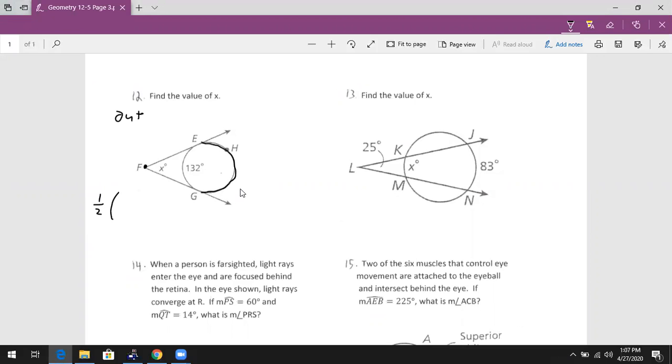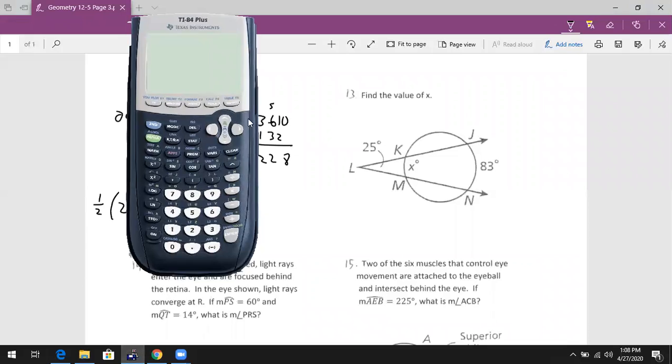Well, the big arc is this one, which we don't really know. The small arc is this one, which we know is 132. The thing is, when you have two tangents intersecting, notice the entire circle is contained within this intersection. So the big arc EHG is simply going to be 360 minus 132, or if I subtract this, 228. So 228 minus 132, big arc minus small arc, half of that.